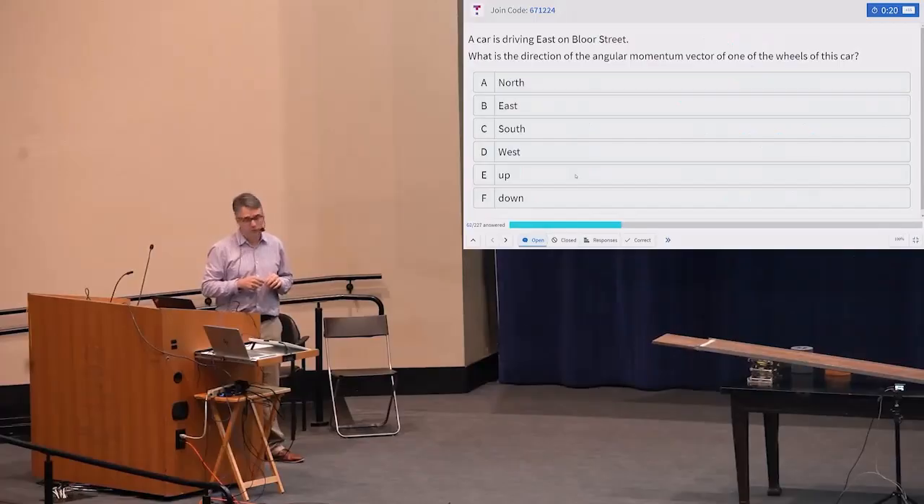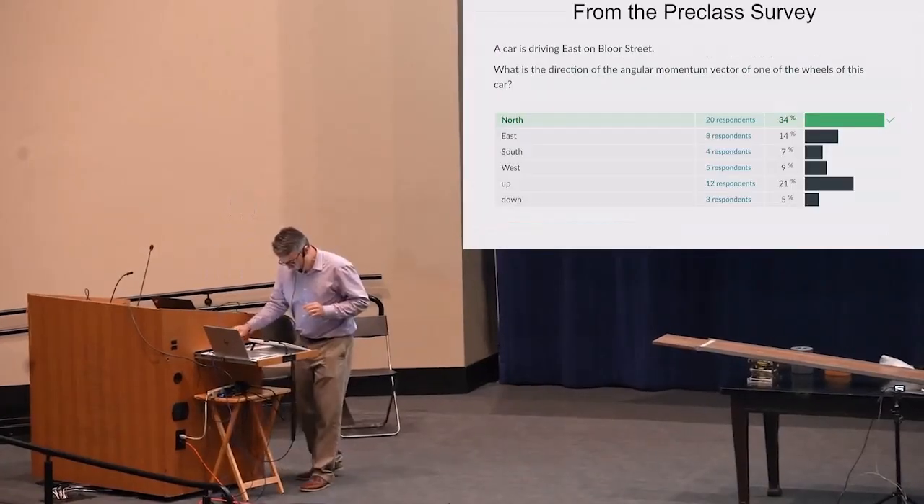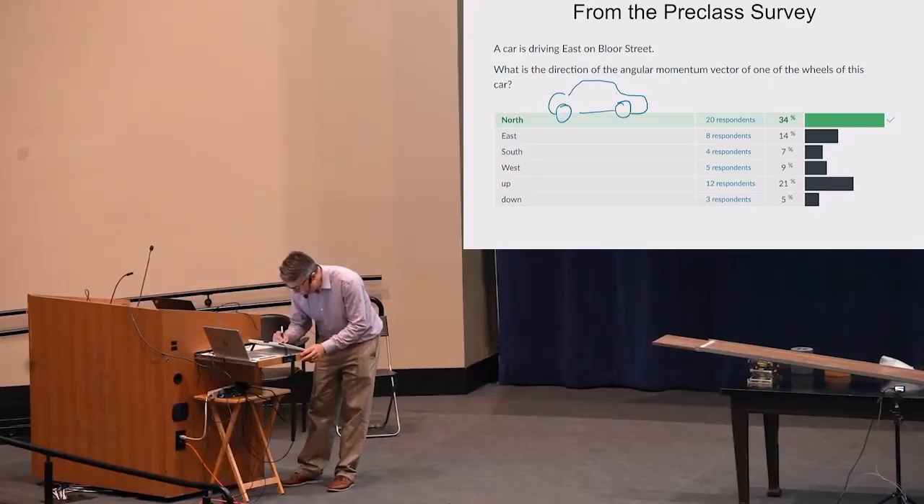A car is driving east on Bloor Street. What is the direction of the angular momentum? So they've got north, east, southwest, or up and down. This was on the pre-class survey. If you're driving this way, this is east, then the wheels have to kind of rotate this way.